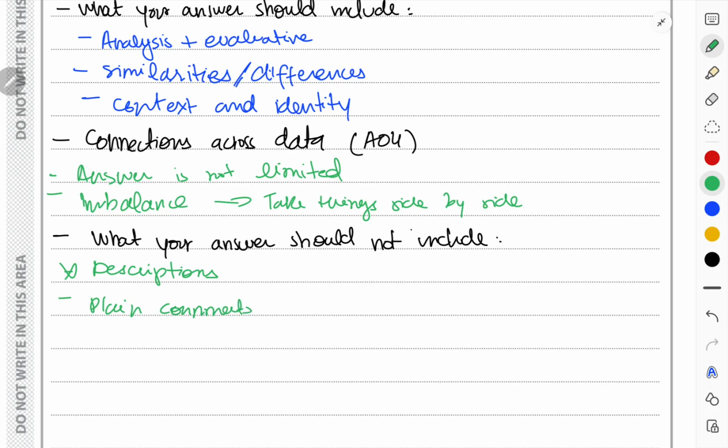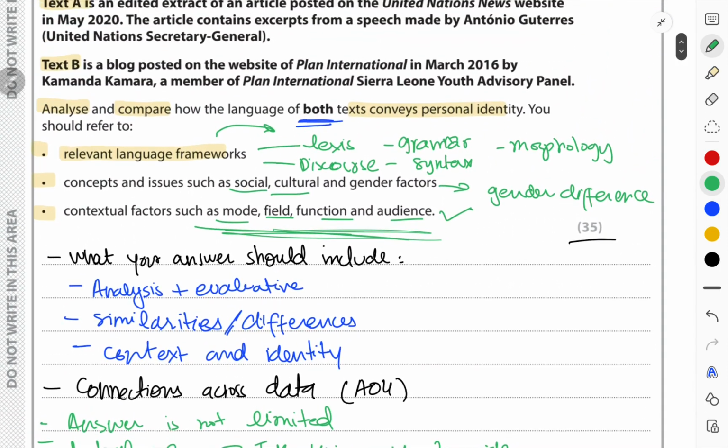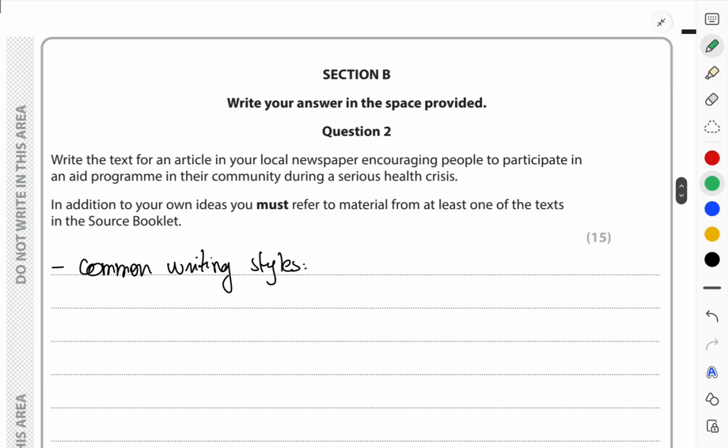That's the same thing basically. So these two things you need to definitely avoid in your answer. And all right, let's move to section B. So here we have our section B of paper 1.